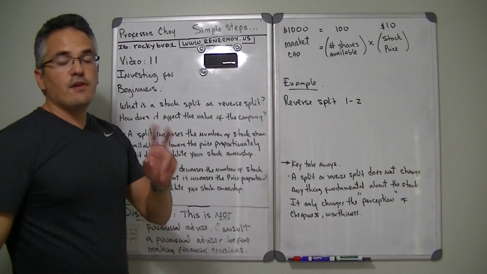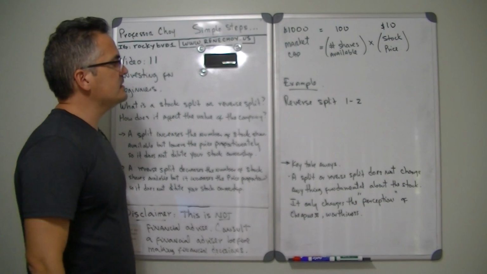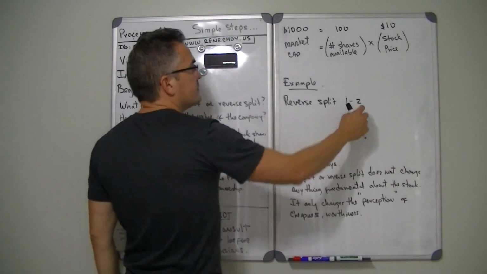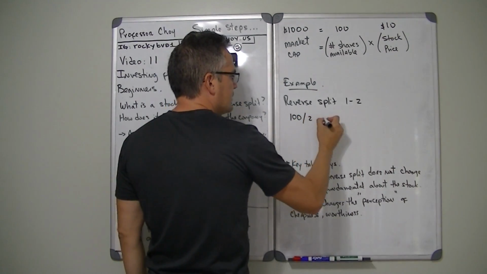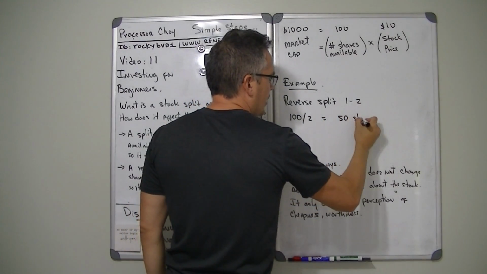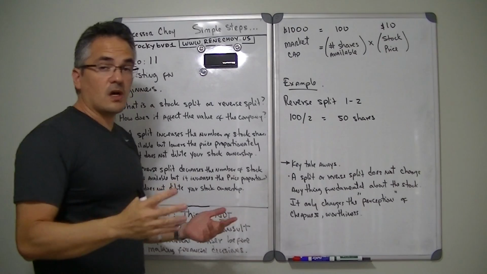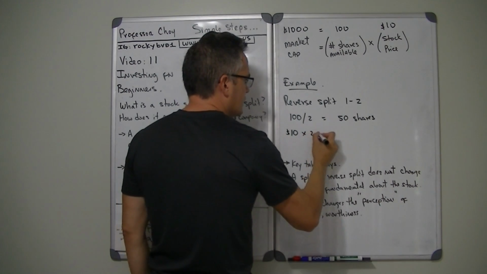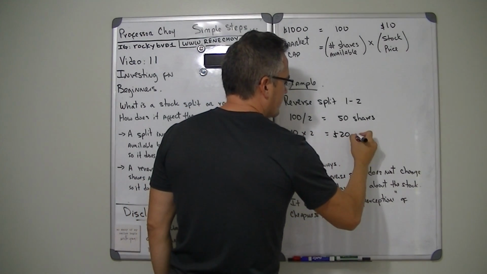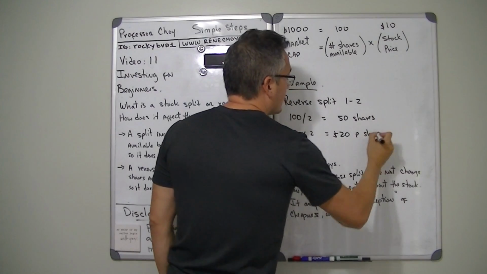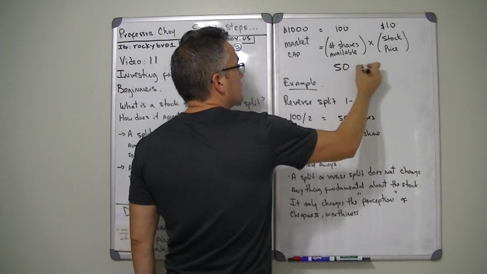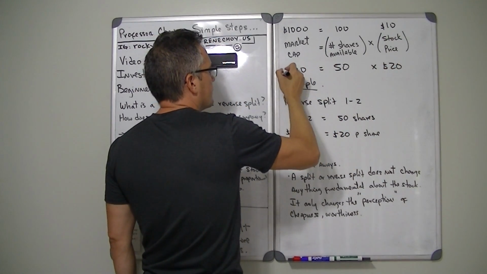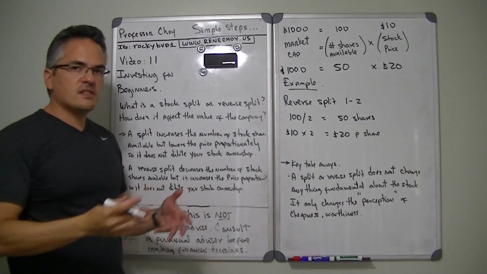Alright, so a reverse split 1-2, what it basically means is we're going to lower the number of shares available by half. So we're going to take the 100 divided by 2, and we're going to have now 50 shares. But then the price of the stock is going to be raised proportionally. So now we're going to be 10 times 2, or $20 per share. So if we have 50 shares, but at double the price, we still got the same market cap.